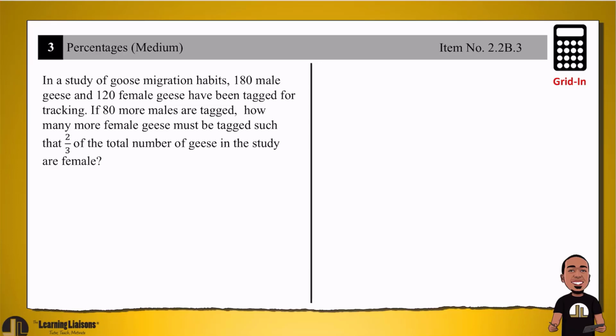In a study of goose migration habits, 180 male geese and 120 female geese have been tagged for tracking. If 80 more males are tagged, how many more female geese must be tagged such that 2/3 of the total number of geese in the study are female?